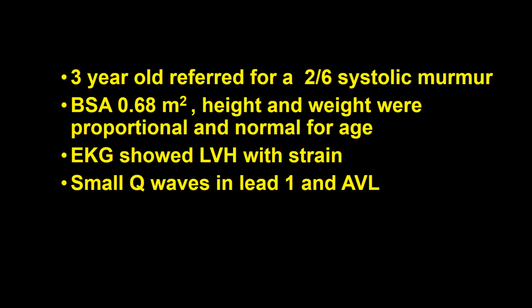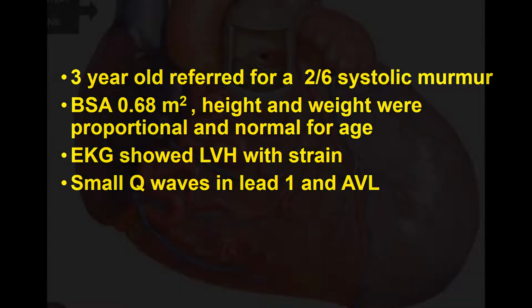So we have a 3-year-old. She's referred for a 2 out of 6 systolic murmur. Her body surface area is normal, and her height and weight were proportional and normal for age. The EKG showed LVH with strain and small Q waves, almost diagnostic, not in lead 1 but in AVL.